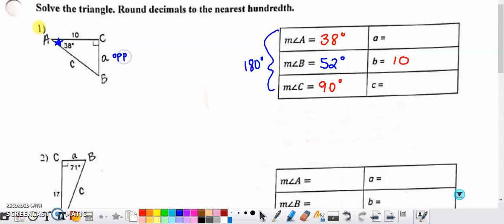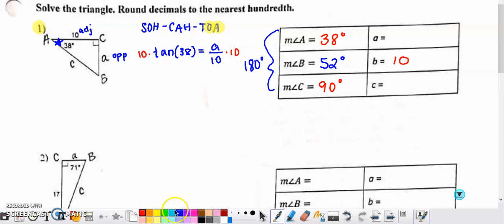So A is opposite, and I'm going to go with the side we were given, the 10, and that is adjacent. So based on SOHCAHTOA, if we're working with the opposite and adjacent sides, we are going to use a tangent equation here of the angle 38 degrees equals opposite over adjacent. So all we're going to have to do is just multiply both sides by 10 to get our answer for the side length of A. So let's go ahead over to Desmos and type that in.